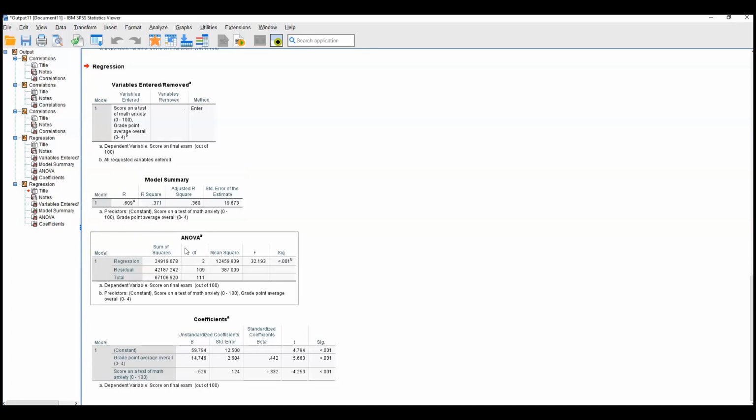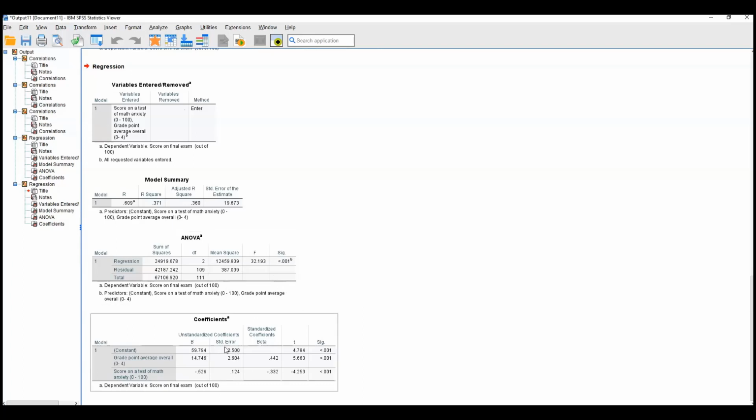Again, we drop down to where it says ANOVA here, and this F statistic and significance value tells us whether the model overall is significant. In this case, it's below 0.05, so we say that it's significant. What does that mean? It means that a model predicting final exam score that includes the independent variables of math anxiety and GPA is significant. It explains a significant amount of variability, in this case about 37%.